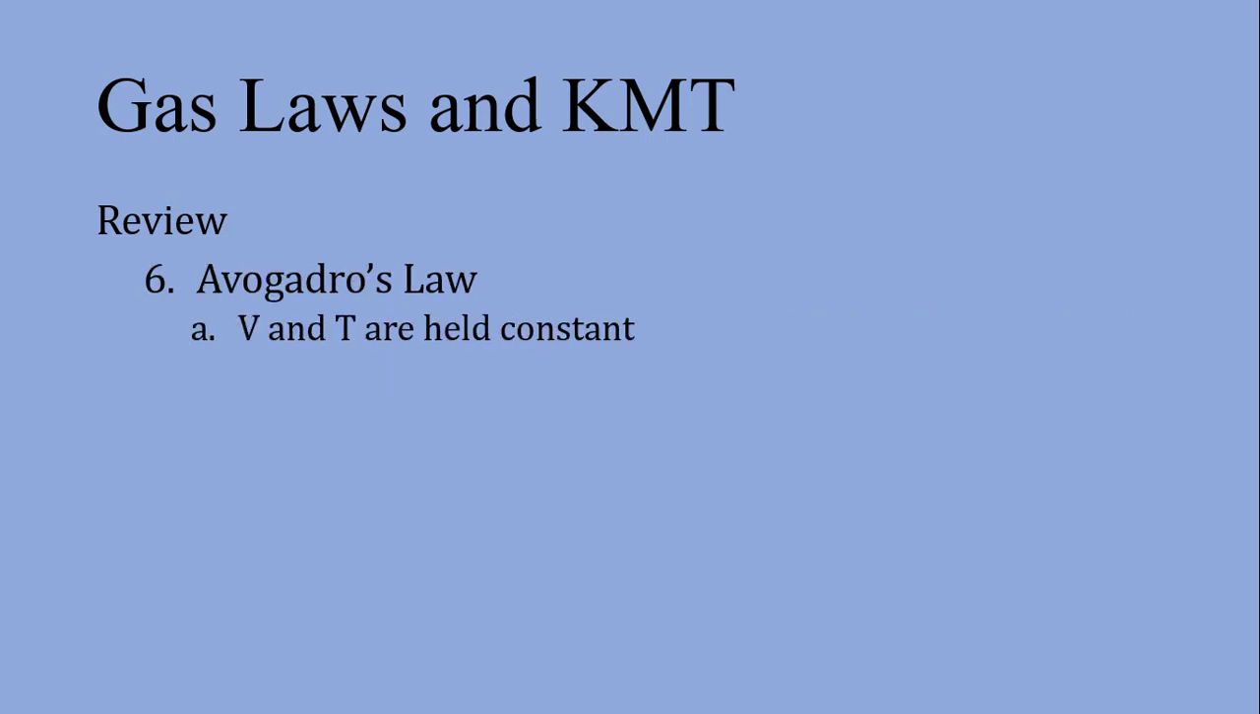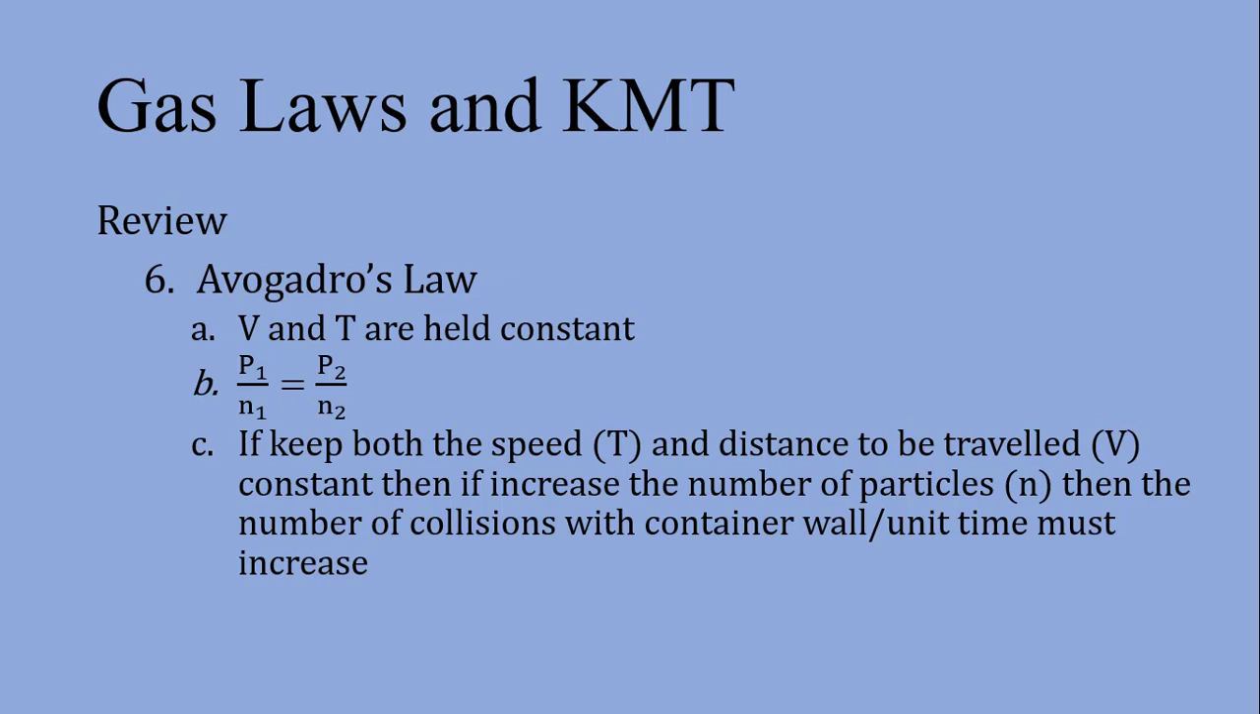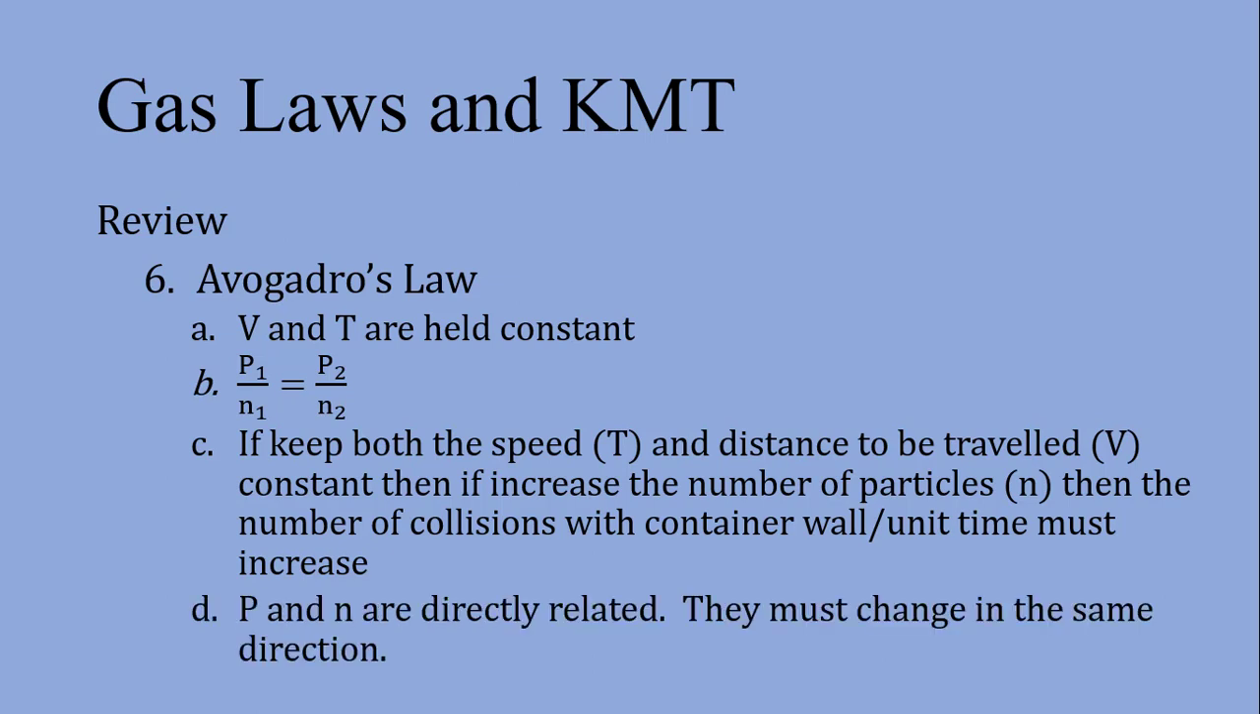Avogadro's law. Here, volume and temperature are held constant. You end up with P1 over N1 equals P2 over N2. So if you keep both the speed and the distance to be traveled constant, but you change the number of particles, then the collision of particles with the container wall per unit time must change. They must change in the same direction. More particles, more collisions; fewer particles, fewer collisions. So P and N are directly related.